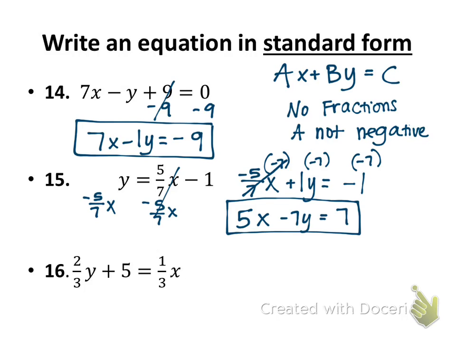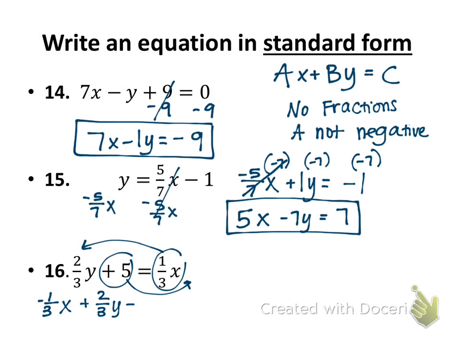So let's look at the next one. What's out of order here? The y is actually on the correct side. The x needs to move to the front. What else needs to move? The 5 needs to come back here to the other side. So what can I do to the 1/3 x to move it to the other side? Subtract it. So it's going to be negative 1/3 x plus 2/3 y.